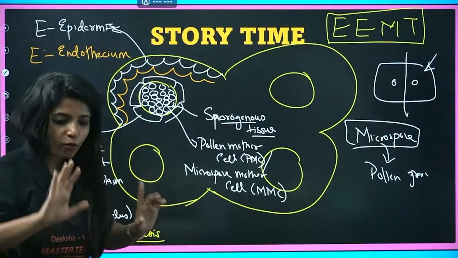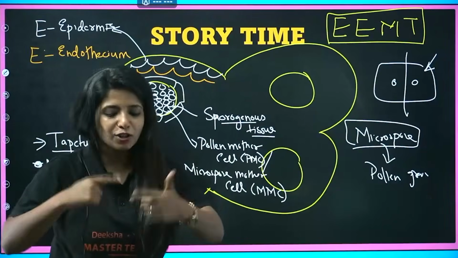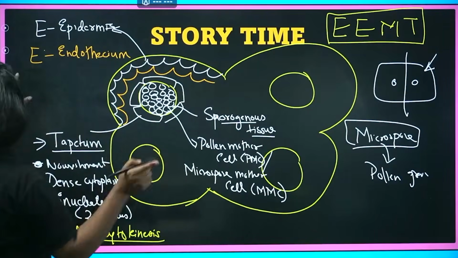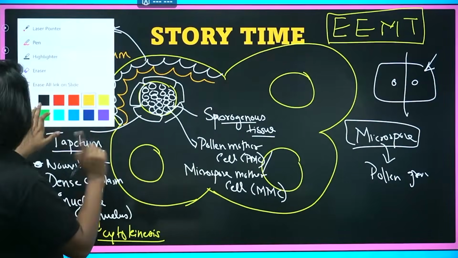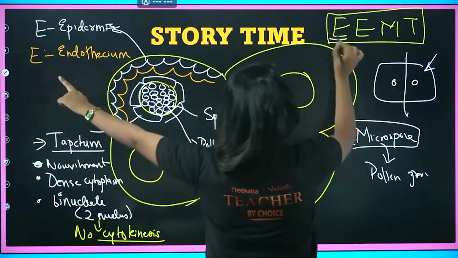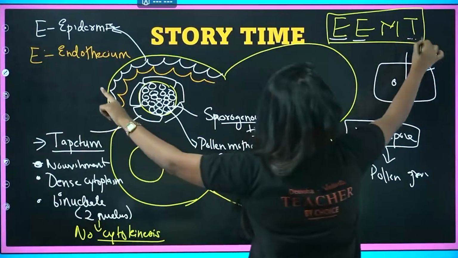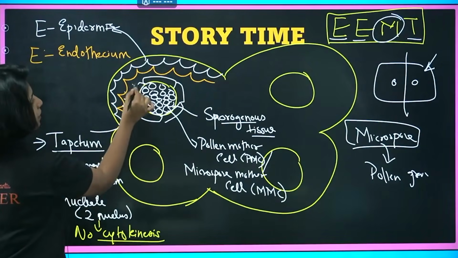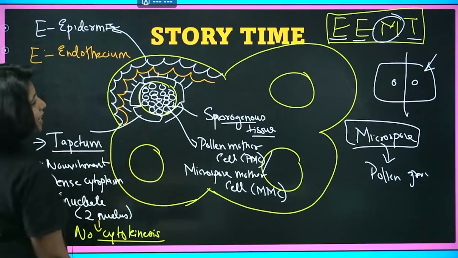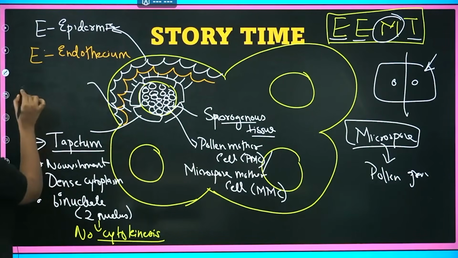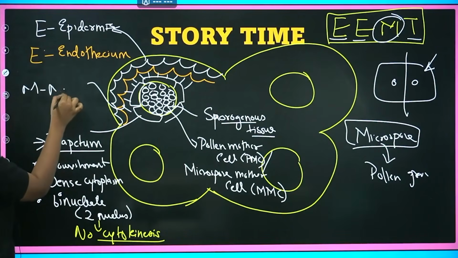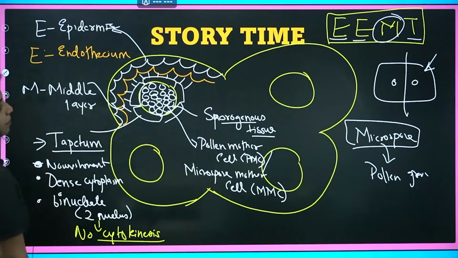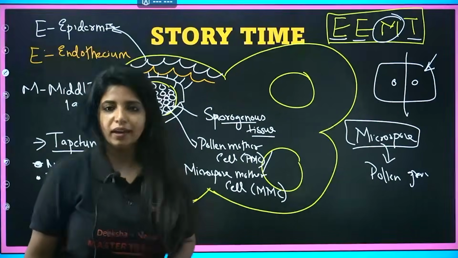Okay, until now all clear? I'll ask you once more after I talk about this middle layer in between. So now we have one more layer. We have sorted the E, that is epidermis, E, endothelium, T, tapetum. Now what about M? The M layer is right in the middle, and you will call this the middle layer. The middle layer is also important.